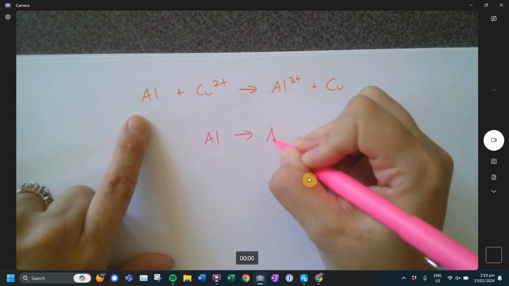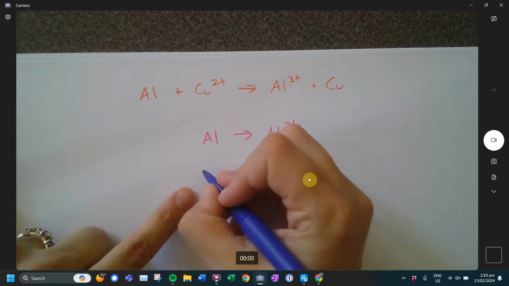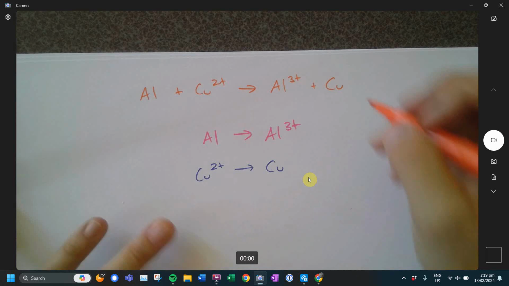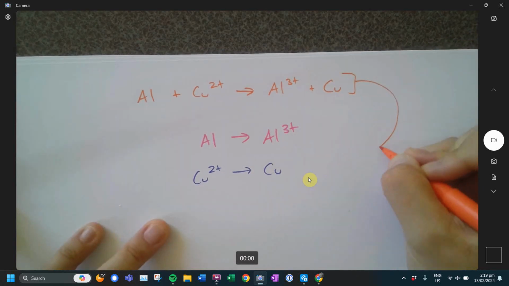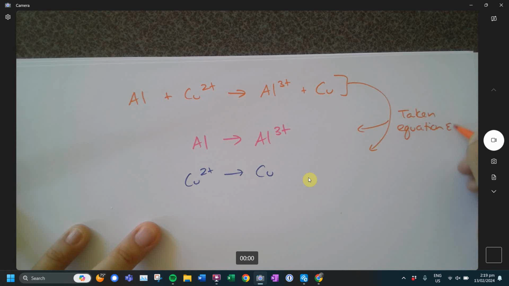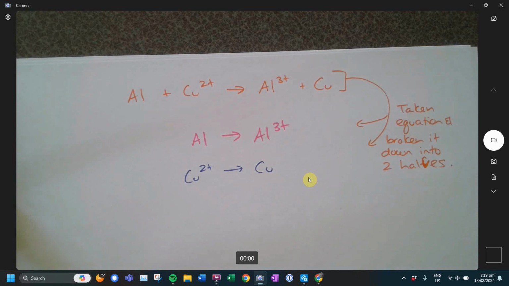So Al becomes Al3+, and we'll take the Cu as well, Cu2+, and Cu. So what I've done is I've taken this equation and I've broken it down into 2 halves. Are we okay with how I did that? Does that hopefully sit well with people?